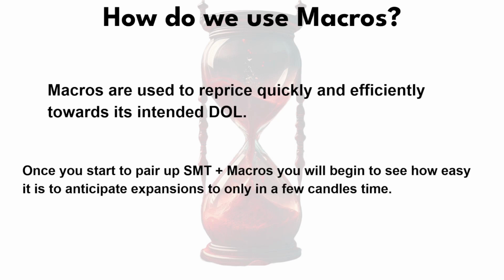And once you start to pair up SMT and macros, you begin to see how easy it is to anticipate expansions to only a few candles' time. Meaning that once the SMT is in play, once macros are lined up with your thoughts and processes, expansion will take place 3 to 5 candles after the SMT is in play. So I want you guys to rewatch this lecture and take notes on everything I've said, because this is probably the most informative lecture I've made on YouTube yet.